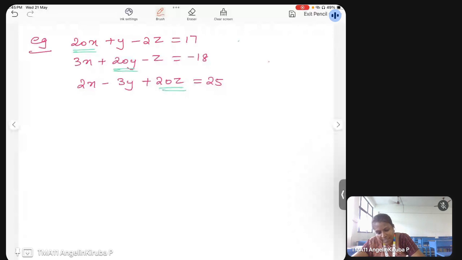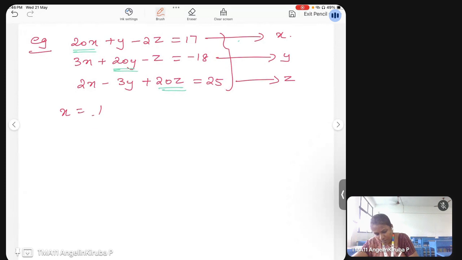From the first equation, find an equation for x. From the second equation, find an equation for y. And from the third equation, find an equation for z. Okay. So from this, x is equal to 1 by 20, 17 minus y plus 2z.